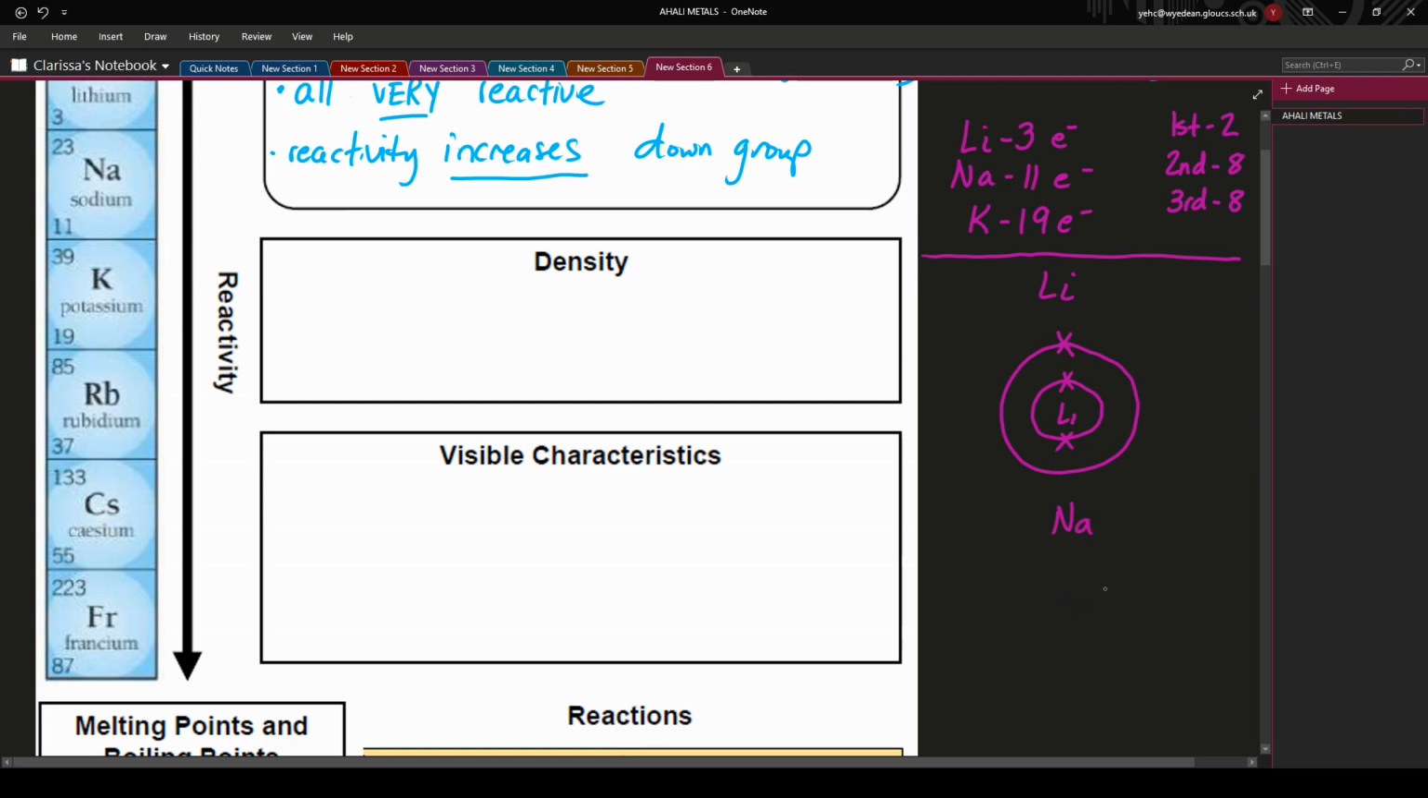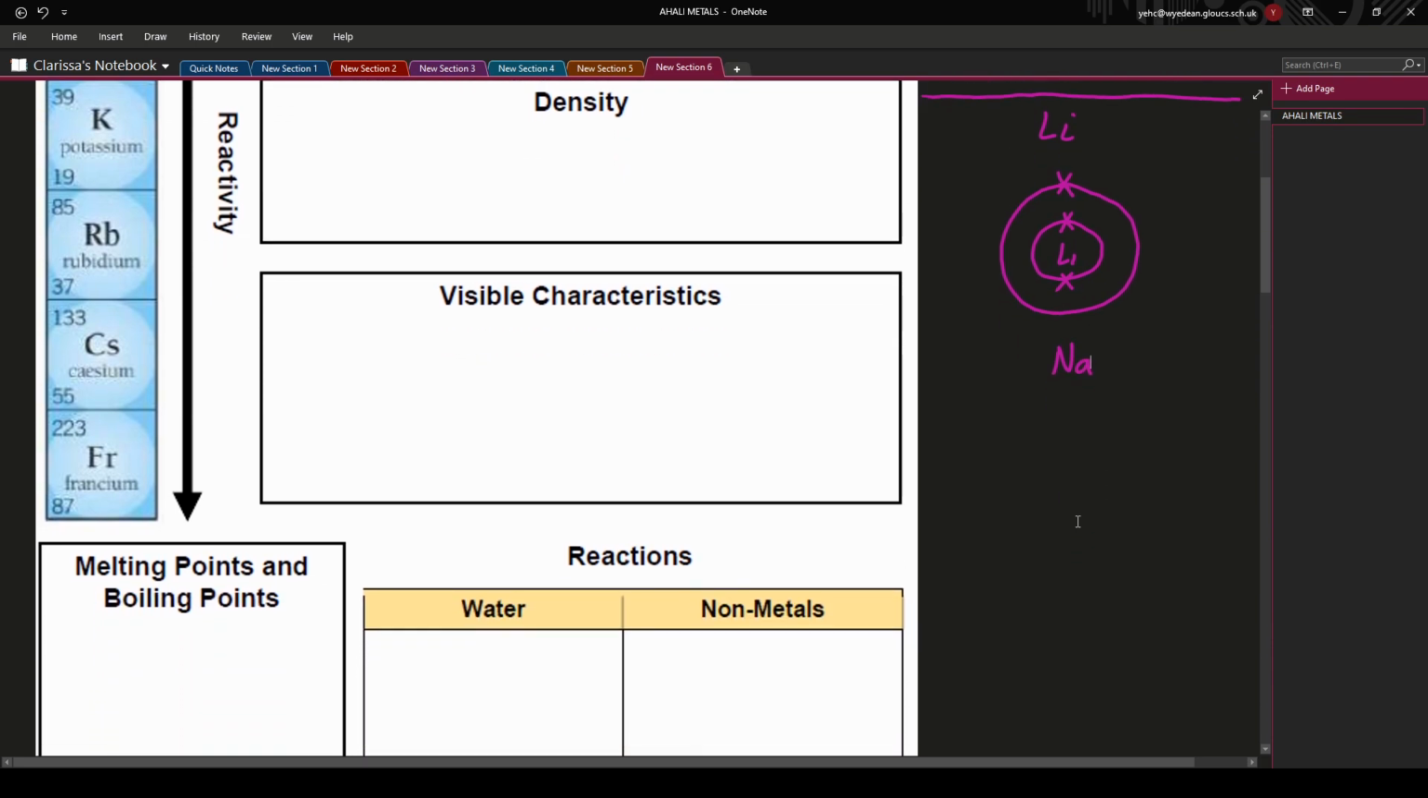Sodium has 11 electrons I need to put down. So 2 are going to go on the first shell. It had 11 electrons, so there's 9 left to put down. A maximum of 8 on the second shell here. So far I've put down 2 and then 10, but remember I had 11, so there is 1 spare electron on the outside.